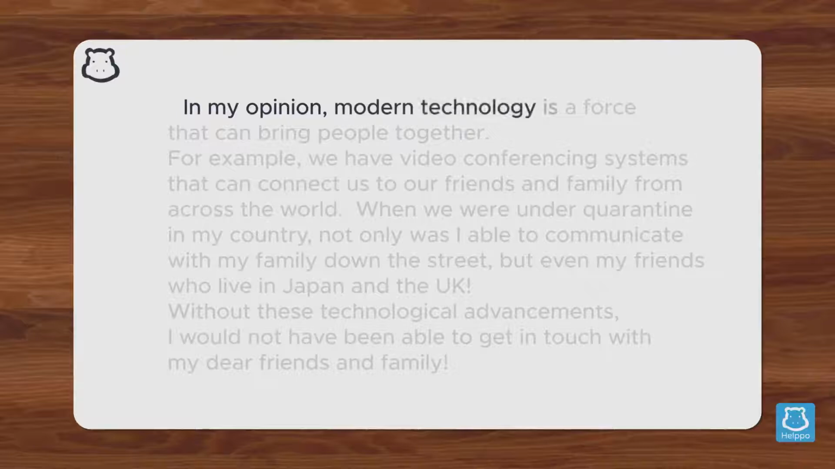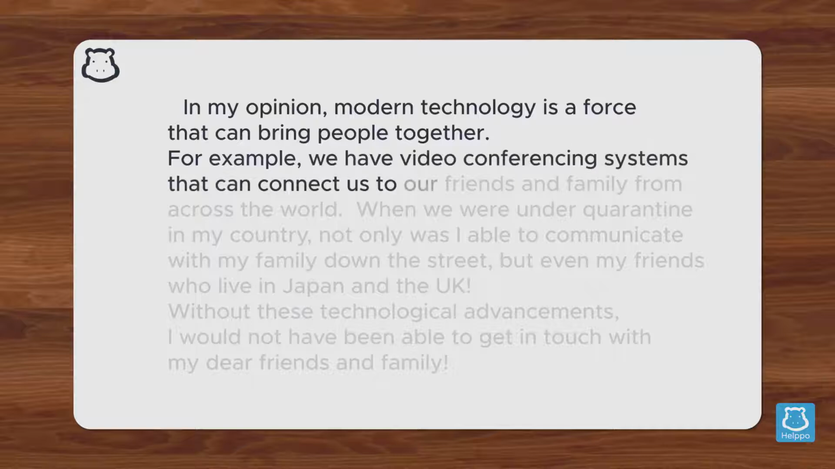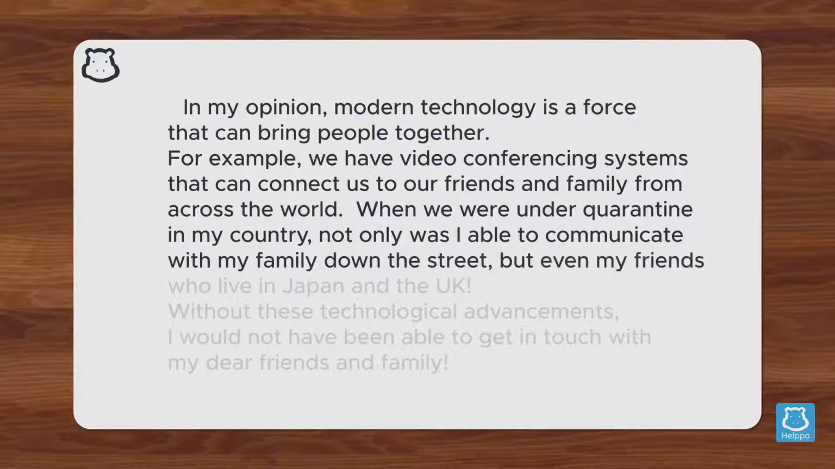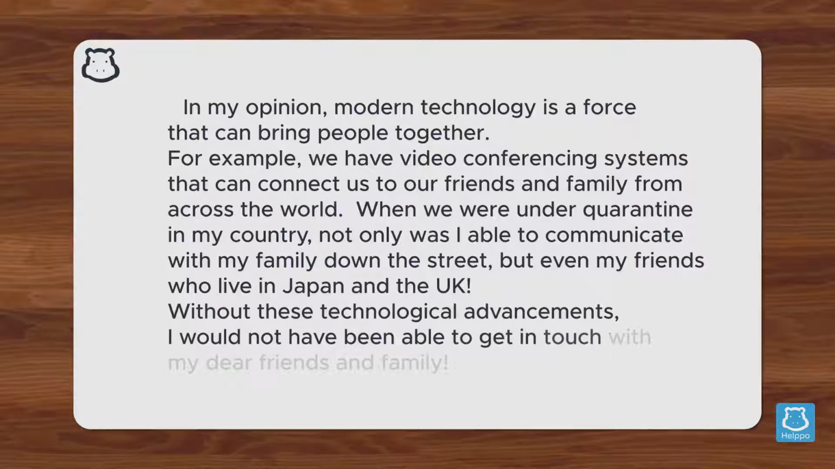In my opinion, modern technology is a force that can bring people together. For example, we have video conferencing systems that can connect us to our friends and family from across the world. When we were under quarantine in my country, not only was I able to communicate with my family down the street, but even my friends who live in Japan and the UK. Without these technological advancements, I would not have been able to get in touch with my dear friends and family.